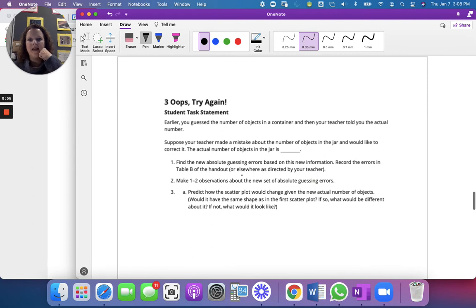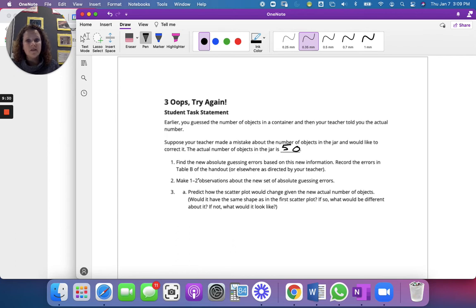All right, so, oops, try again. Earlier you guessed a number of objects in a container and then your teacher told you the actual number. Suppose your teacher made a mistake about the number of objects in the jar and would like to correct it. The actual number of objects in the jar, let's see what we said here because I'll have a pre-made graph to use, which is super duper helpful. Here we go. So the actual number is 50. All right, so find the new absolute guessing errors based on this new information.